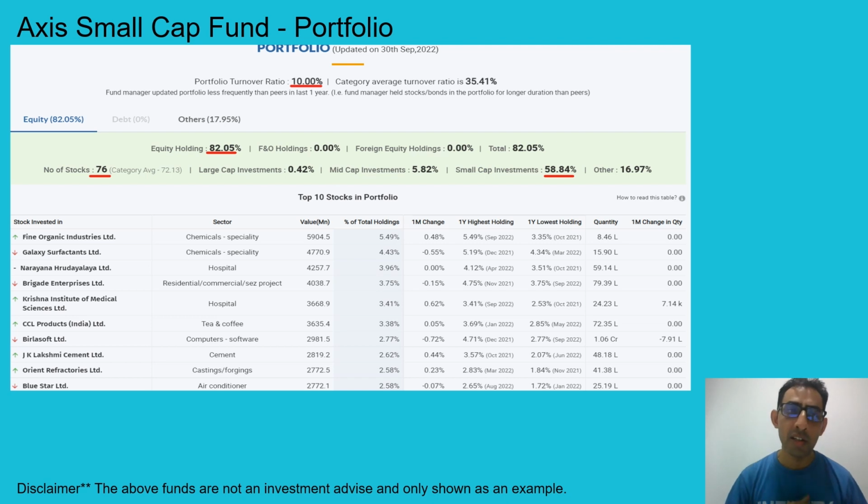If you see the quarterly results in chemical space, similarly, Galaxy is a fantastic chemical company, followed by Narayana and Brigade. Brigade is a very big real estate player in South India, namely Bangalore, as we all know, and Chennai. Then Krishna Institute of Medical Sciences, CCL, Birlasoft, JK Lakshmi, Orient Refractories, and Blue Star. All of them are fantastic picks from the fund manager in the small cap universe. I like all these stocks and the portfolio of the top 10 stocks.